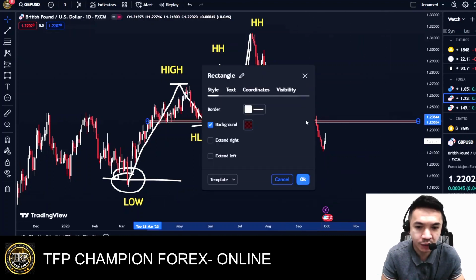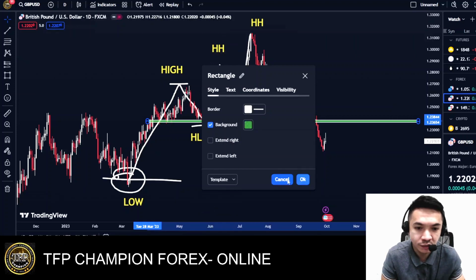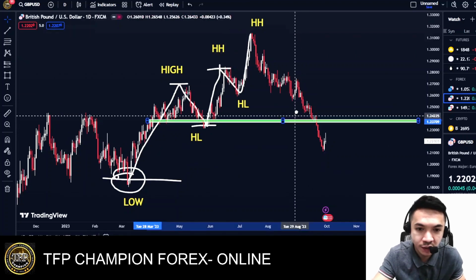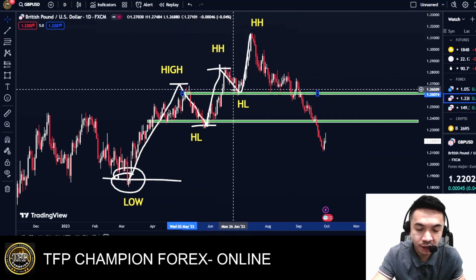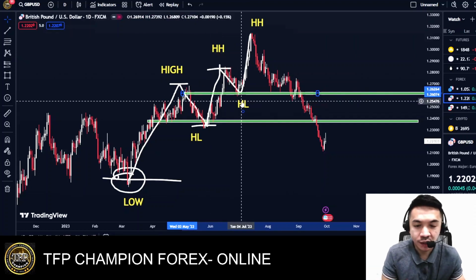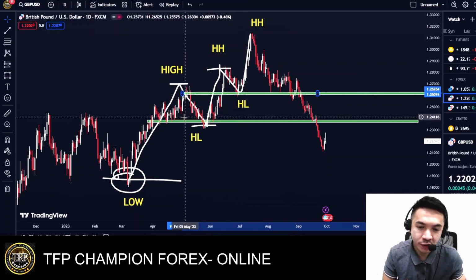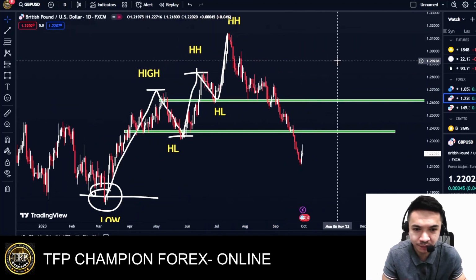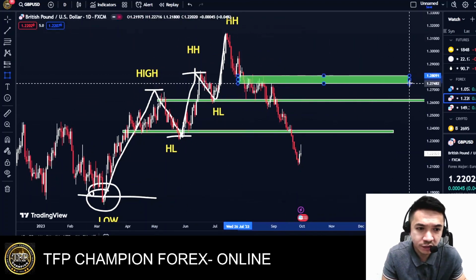We can use this as our support level. Just mark this as green, so you can choose whatever color you like. We have another support here. Makita nyo, dati siyang resistance sa high, binasag, and then what? It bounced back from this level. So it served as a previous support. So we have now marked our two supports. How about our resistances? Wala naman tayong resistance level dito.